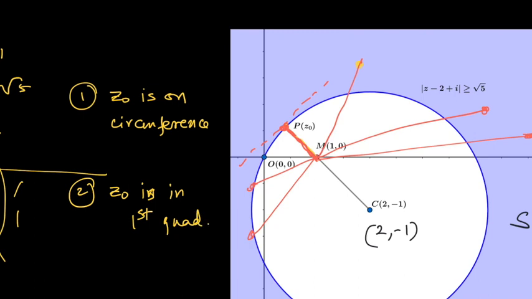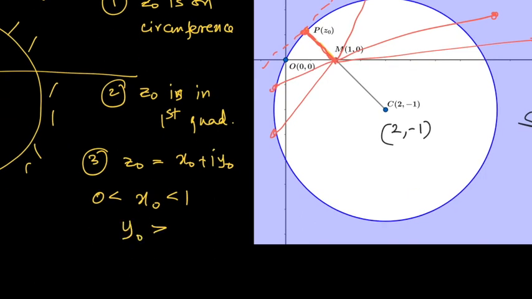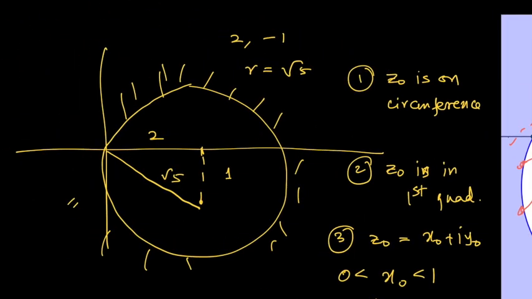And one more thing you have observed. If you represent Z0 as x0 plus iy0, the x0 value, the x coordinate of Z0, lies between 0 and 1. Why? Because the x coordinate of P will lie between 0 and 1. That's clear from the figure. So x0 value lies between 0 and 1. And y0 value is positive because it is in the first quadrant. This is clear, right?